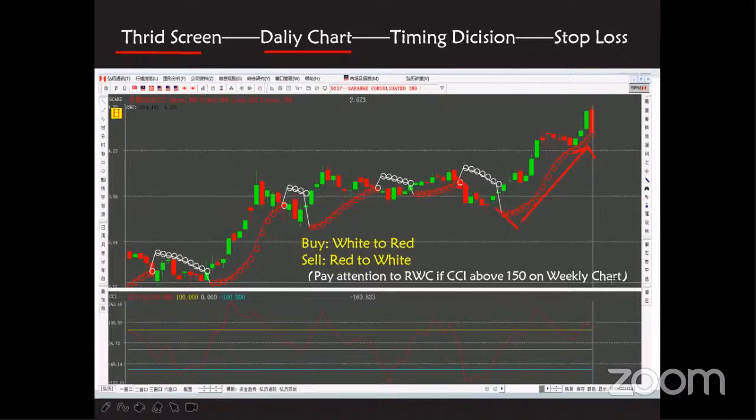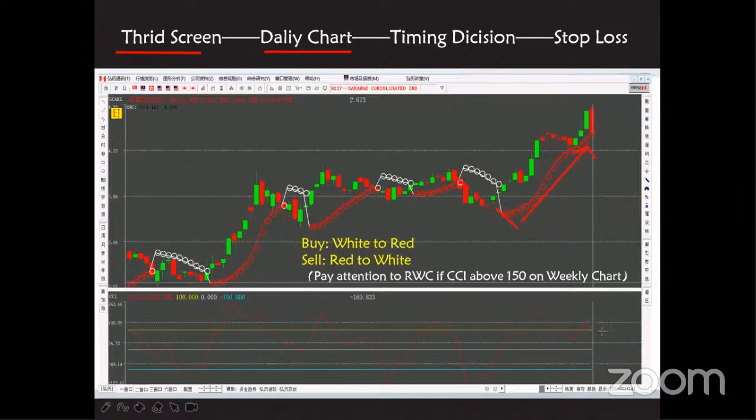So if our weekly chart CCI is above 150, which means we need to pay close attention to RWC on the daily chart. Once it turns to a white circle, then we must sell. Okay, we must sell.